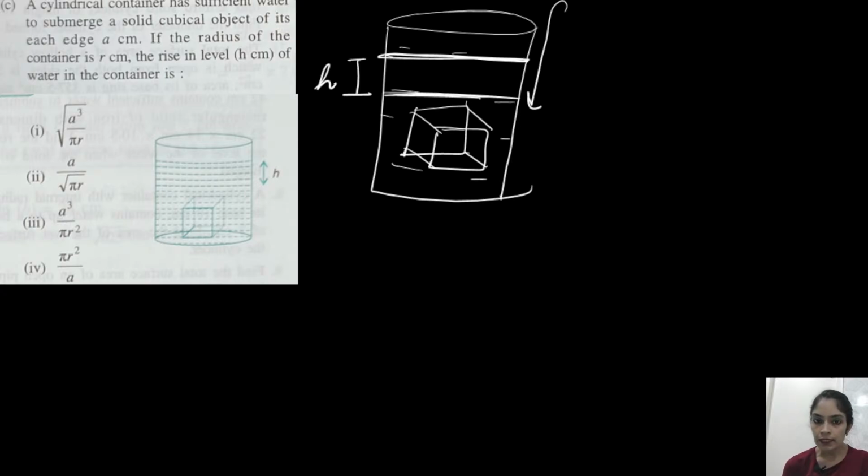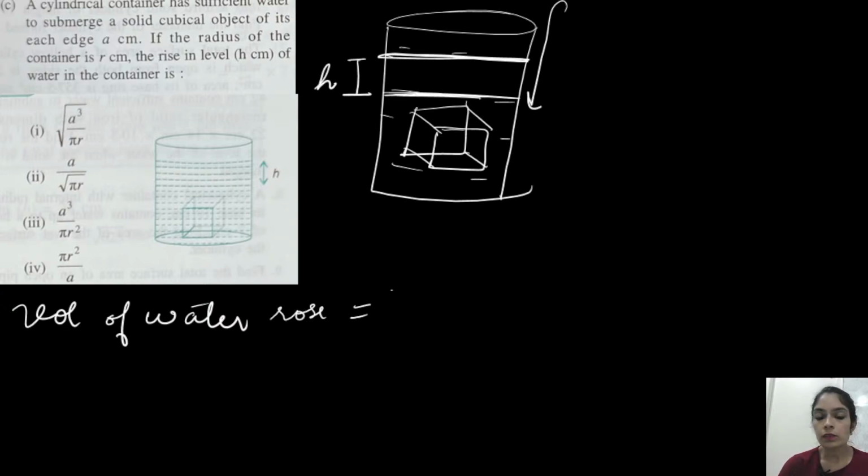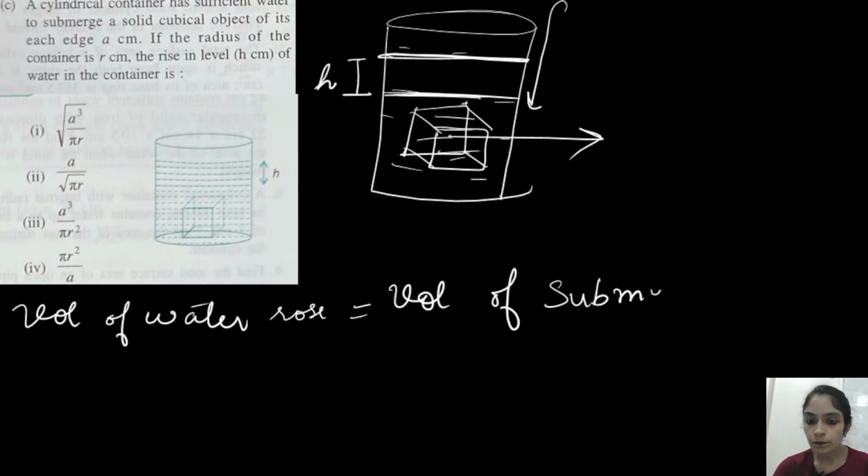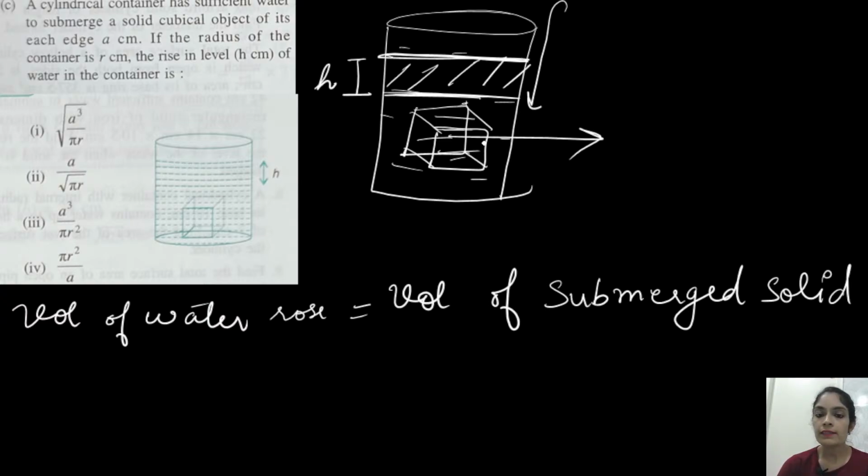You will see these types of questions many times. Whenever you have to find the rise in water level, always remember this concept: the volume of water which has risen is equal to the volume of the submerged solid, the solid which is submerged into the water. Now here we have to find this H.